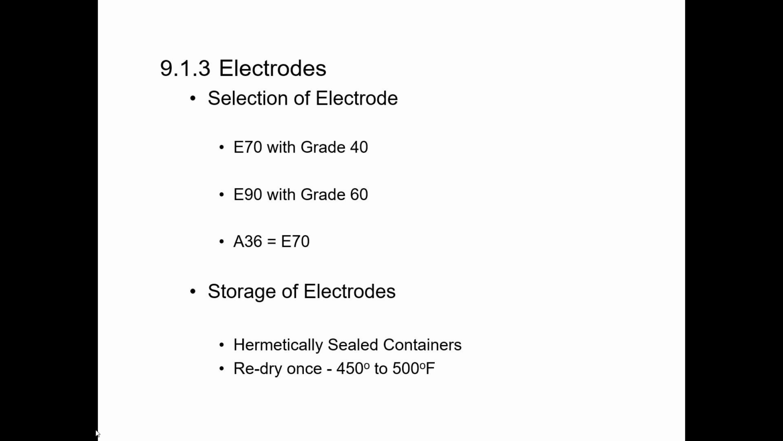If they get wet, a lot of fab shops will just throw them away. If they get wet, the AWS code actually allows you to re-dry them one time by putting them in a 450 to 500 degree oven for a certain amount of time. They can be dried in that manner. If they get wet again, you have to throw them away. So it's important that we take care of them. If they're damp or moist when you try to use them, it could degrade the connection and cause an incomplete weld.